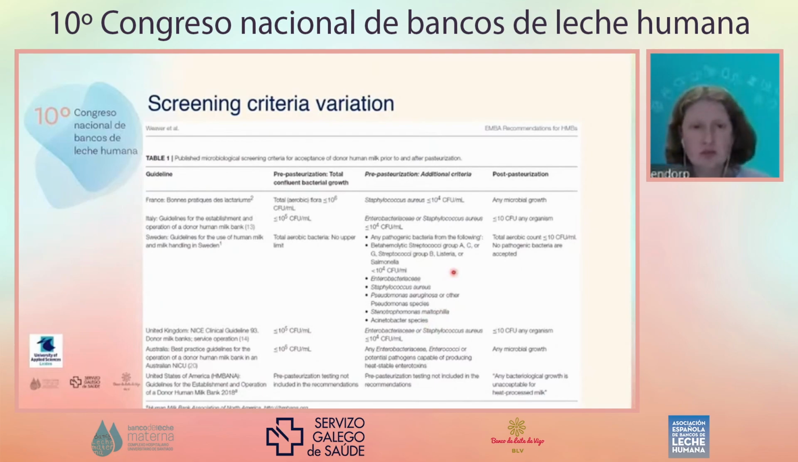And just before I took this talk, I had a quick look at the posters, which are in Spanish, so I don't understand. And I saw one poster, which was also about the species which are found in human milk. And I thought that in that paper, they have this upper limit of 10 to the 5th for normal skin flora and 10 to the 4th for pathogenic bacteria. There's also the milk banks in the United States that do not test at all before pasteurization. So there is lots of variation in criteria which are being used.